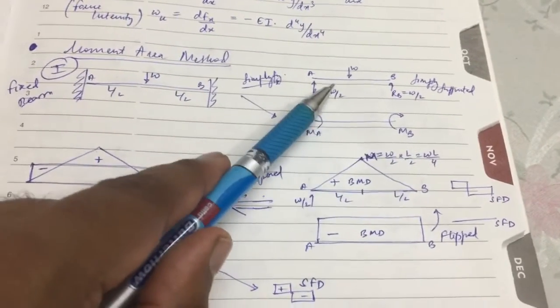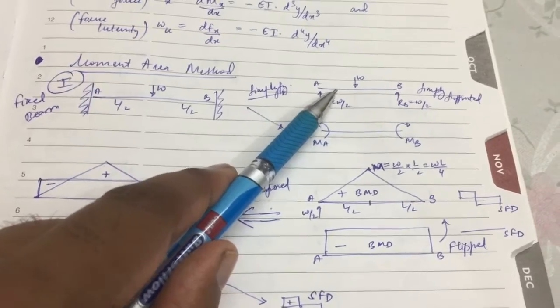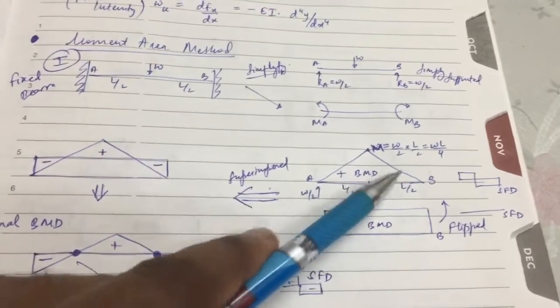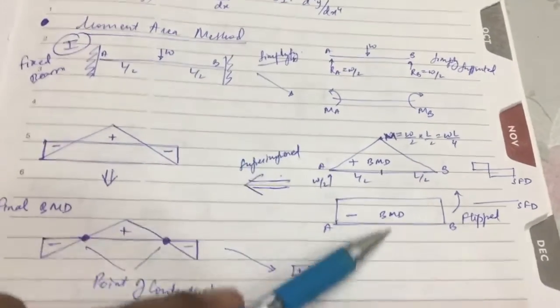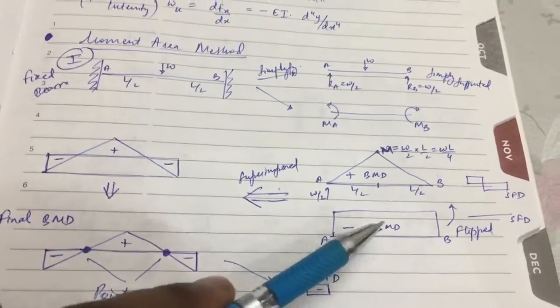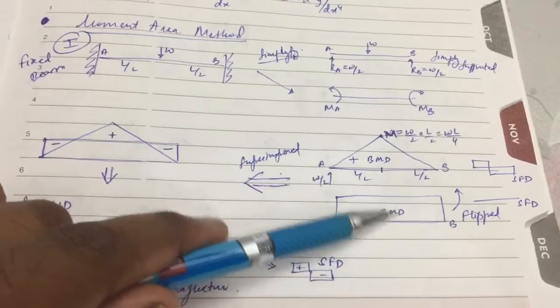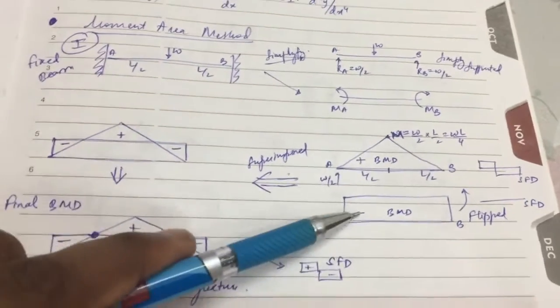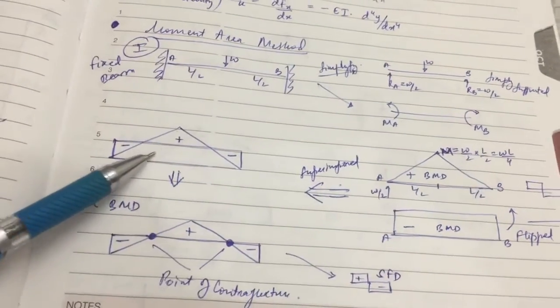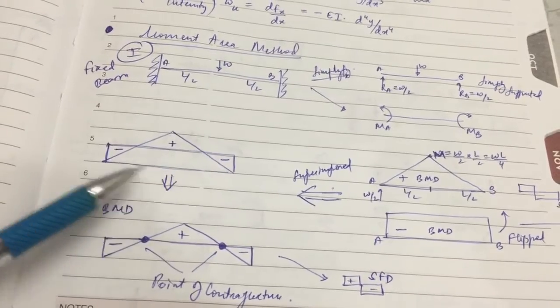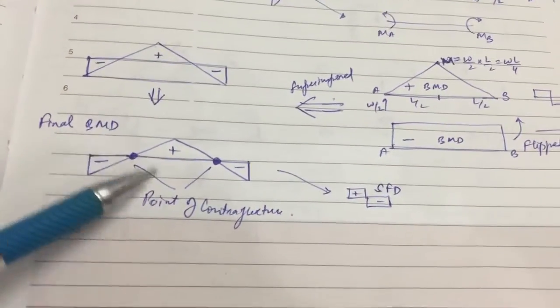If we create the bending moment diagram, this is how it will look, a triangle shape, and for this case it is just a rectangle. When we superimpose these two diagrams, we just have to flip one. This is a positive area, when we flip it it becomes a negative area, and it becomes like this. When we eliminate the area, the final moment diagram becomes like this.